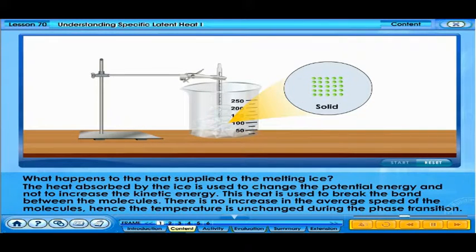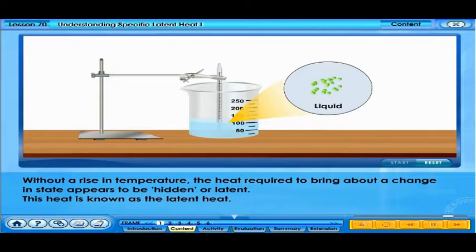The heat absorbed by the ice is used to change the potential energy and not to increase the kinetic energy. This heat is used to break the bond between the molecules. There is no increase in the average speed of the molecules. Hence, the temperature is unchanged during the phase transition. Without a rise in temperature, the heat required to bring about a change in state appears to be hidden or latent. This heat is known as the latent heat.